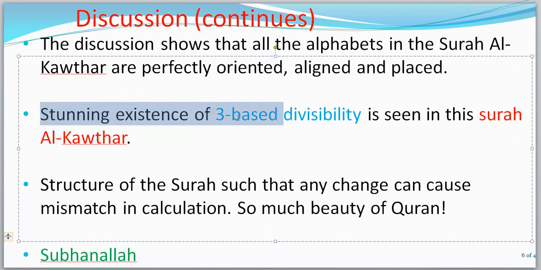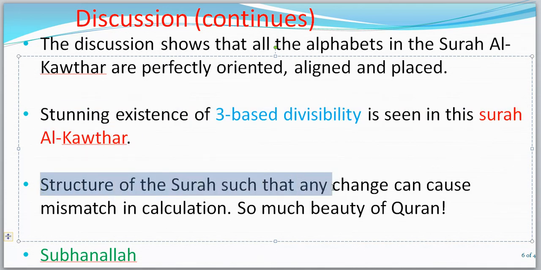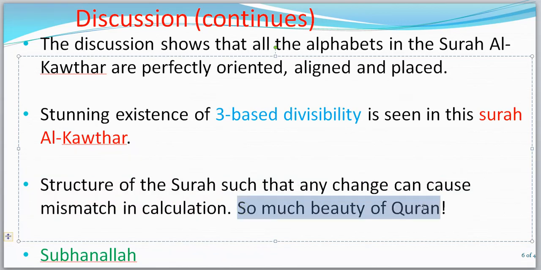Stunning existence of 3-based divisibility is seen in this Surah Al-Kawthar. Structure of this surah is such that any change can cause mismatch in calculation. So much beauty in Quran, so much beauty in Surah Al-Kawthar also.